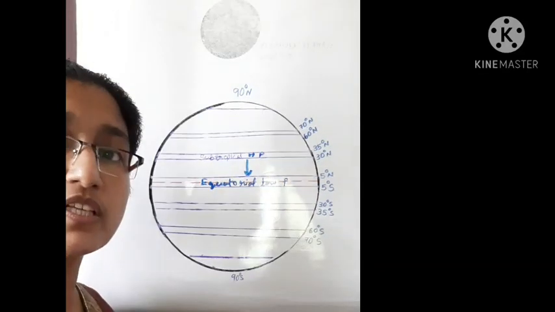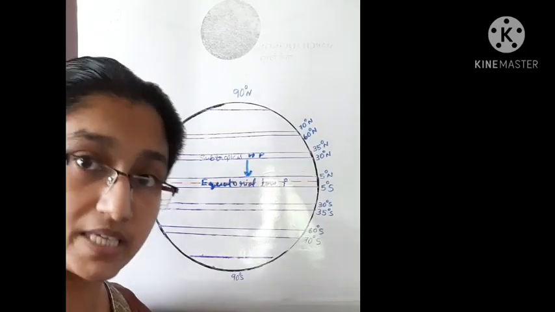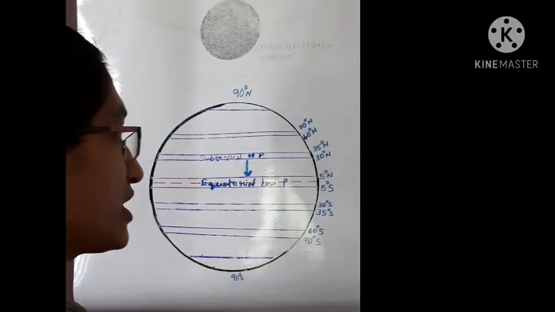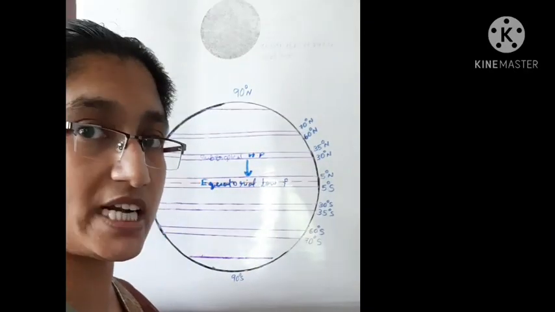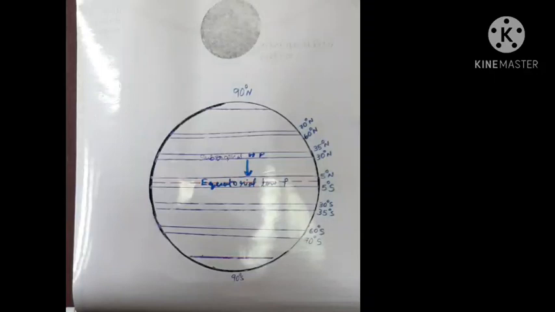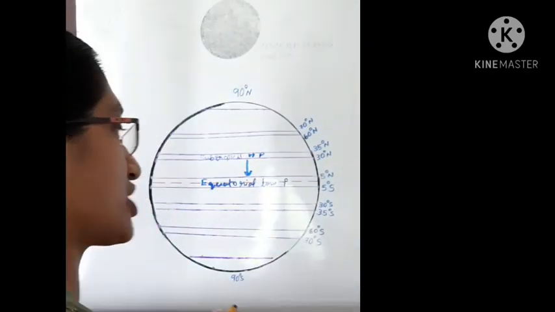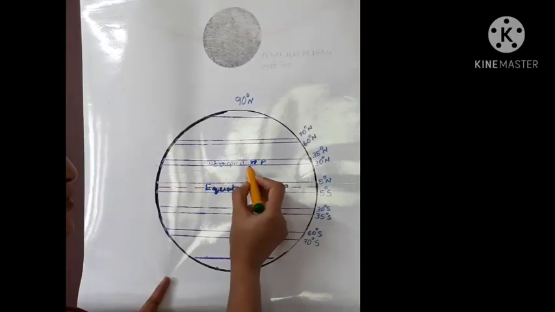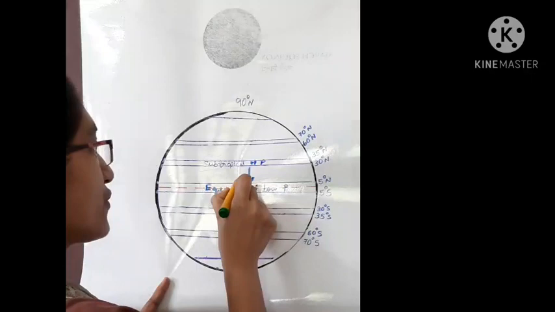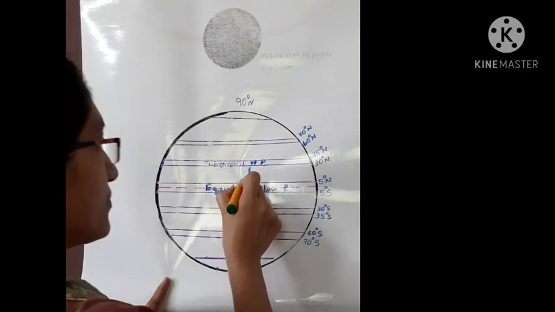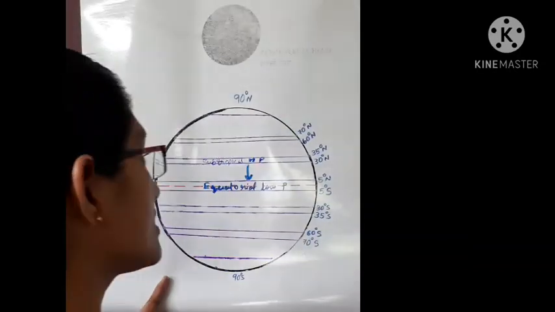But because of the rotation of the earth, a force is generated. Which force is that? It is the Coriolis force. Due to the influence of the Coriolis force, this wind moves away from its original direction and deviates towards its right. That means here it is moving from north to south, but instead it starts moving from northeast to southwest.